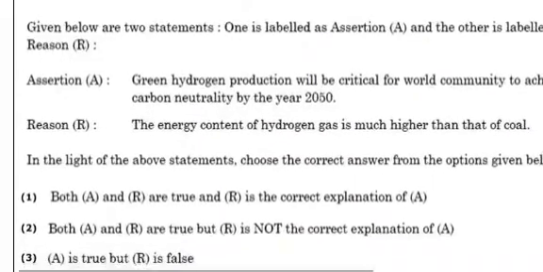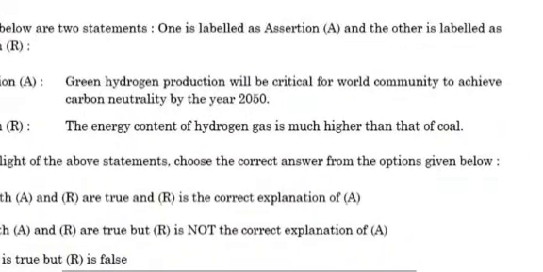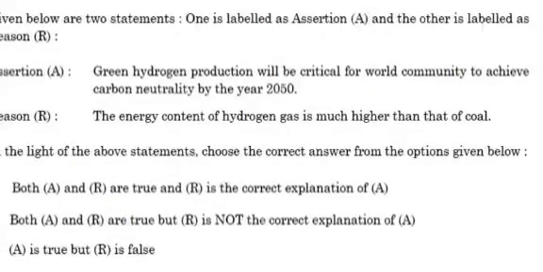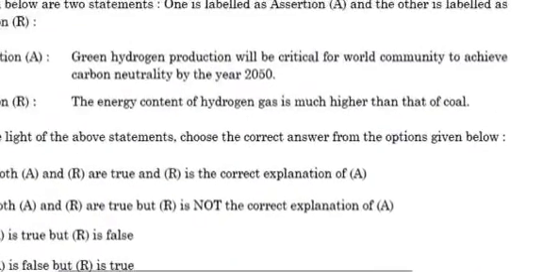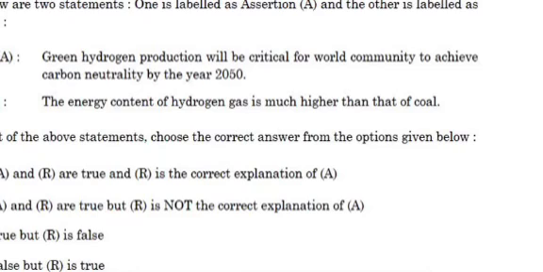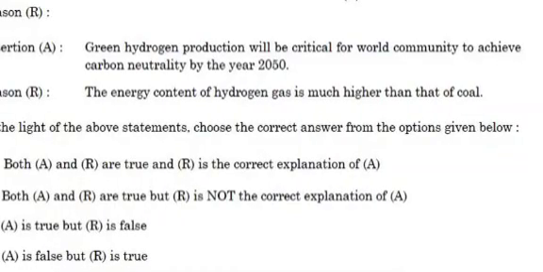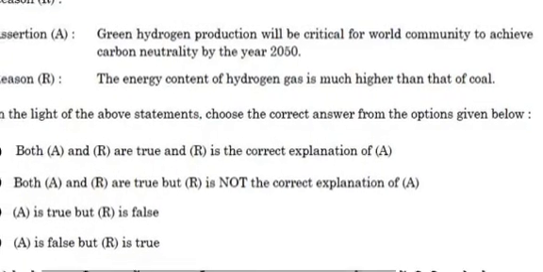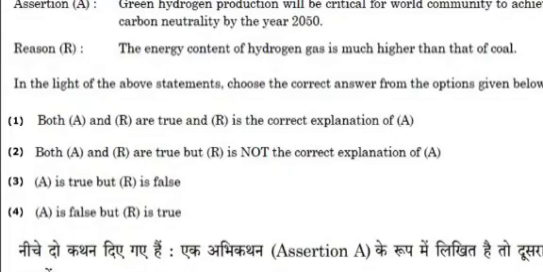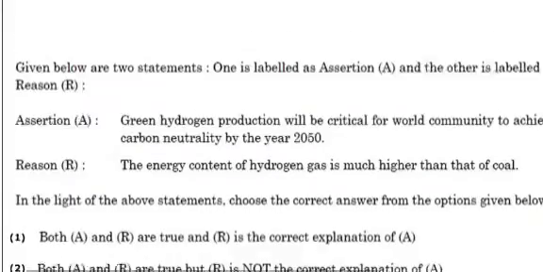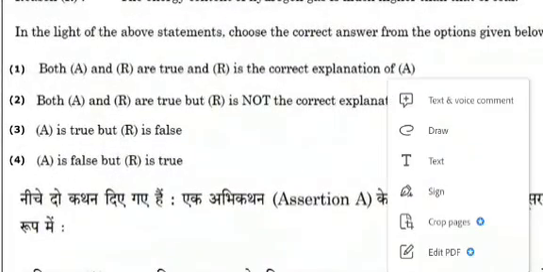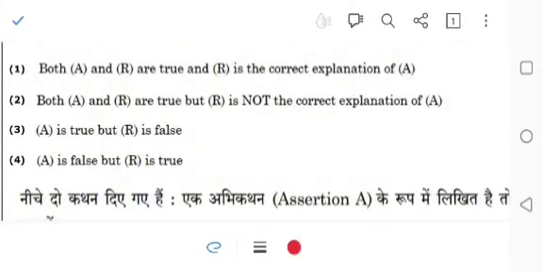Then next, given below are two statements. One is labeled as assertion and the other is labeled as reason. Assertion A says green hydrogen production will be critical for the world community to achieve carbon neutrality by the year 2050. Reason R says the energy content of hydrogen gas is much higher than that of coal. So these are the options for number 39. The correct answer will be option B: both assertion and reason are true, but reason is not the correct explanation of assertion.